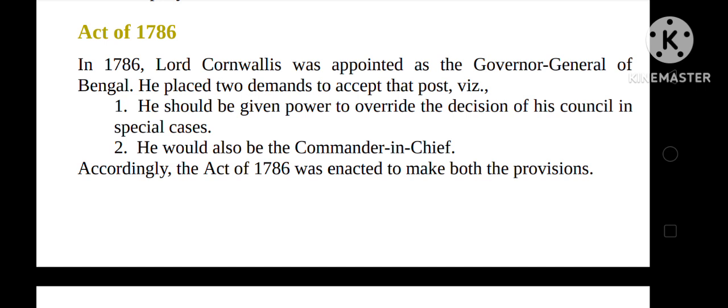Act of 1786. In 1786, Lord Cornwallis was appointed as the Governor General of Bengal. He placed two demands to accept the post. He should be given power to override the decision of his council in special cases, and he would be the commander in chief. Accordingly, the Act of 1786 was enacted to make both the provisions.